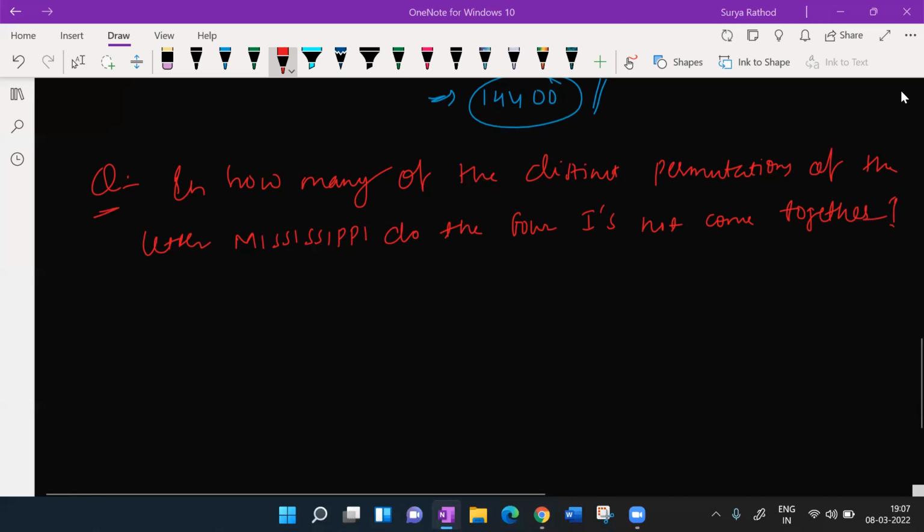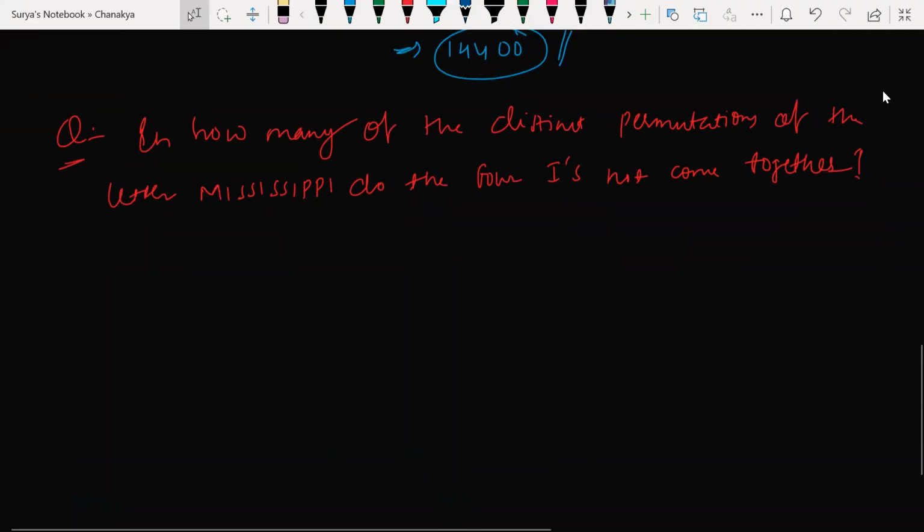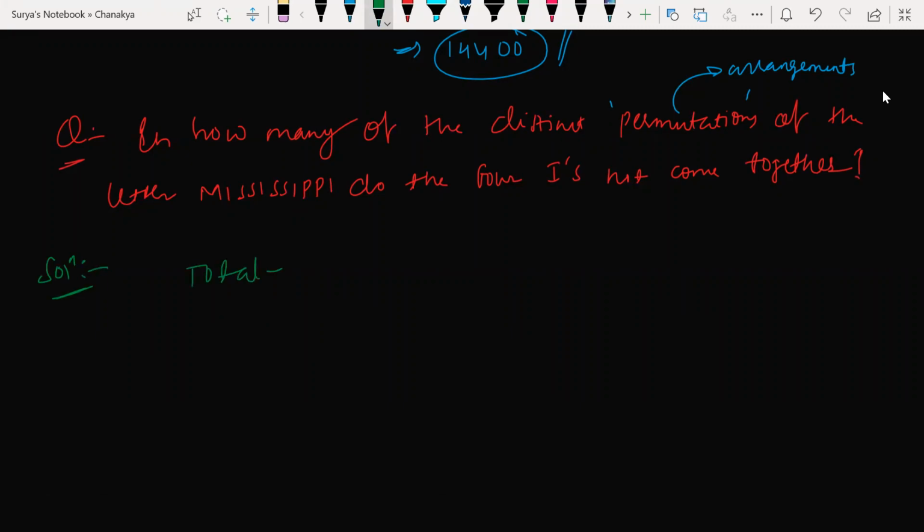Yes, tell me guys. In how many of the distinct permutations? Distinct permutations means distinct arrangements. Distinct arrangements of Mississippi in which the four i's do not come together. The answer is total minus all i's together. All i's are together. Getting my point?